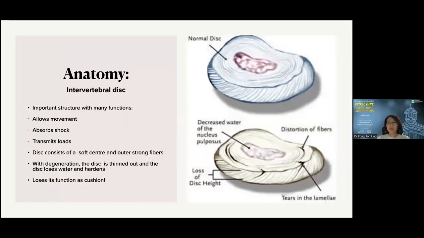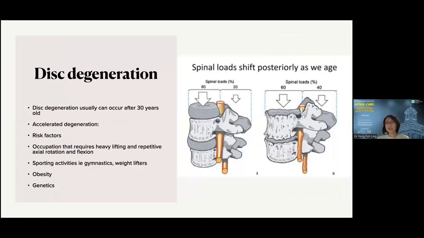The disc itself, as we have mentioned, is a very important structure because it is a soft cushion-like structure that allows for movement, absorbs shock, transmits load, and it has very strong fibers on the outer layers. However, as one continues to age and grow old, this changes. What happens is that there is loss of water, a change in the structure of the disc, it slowly thins out and then loses water and hardens. Thus, it loses its function as a cushion. And because of the loss of the cushion function of the disc, this results in a shift of the loading to the facet joints, which then can cause a lot of back pain in the elderly as well.